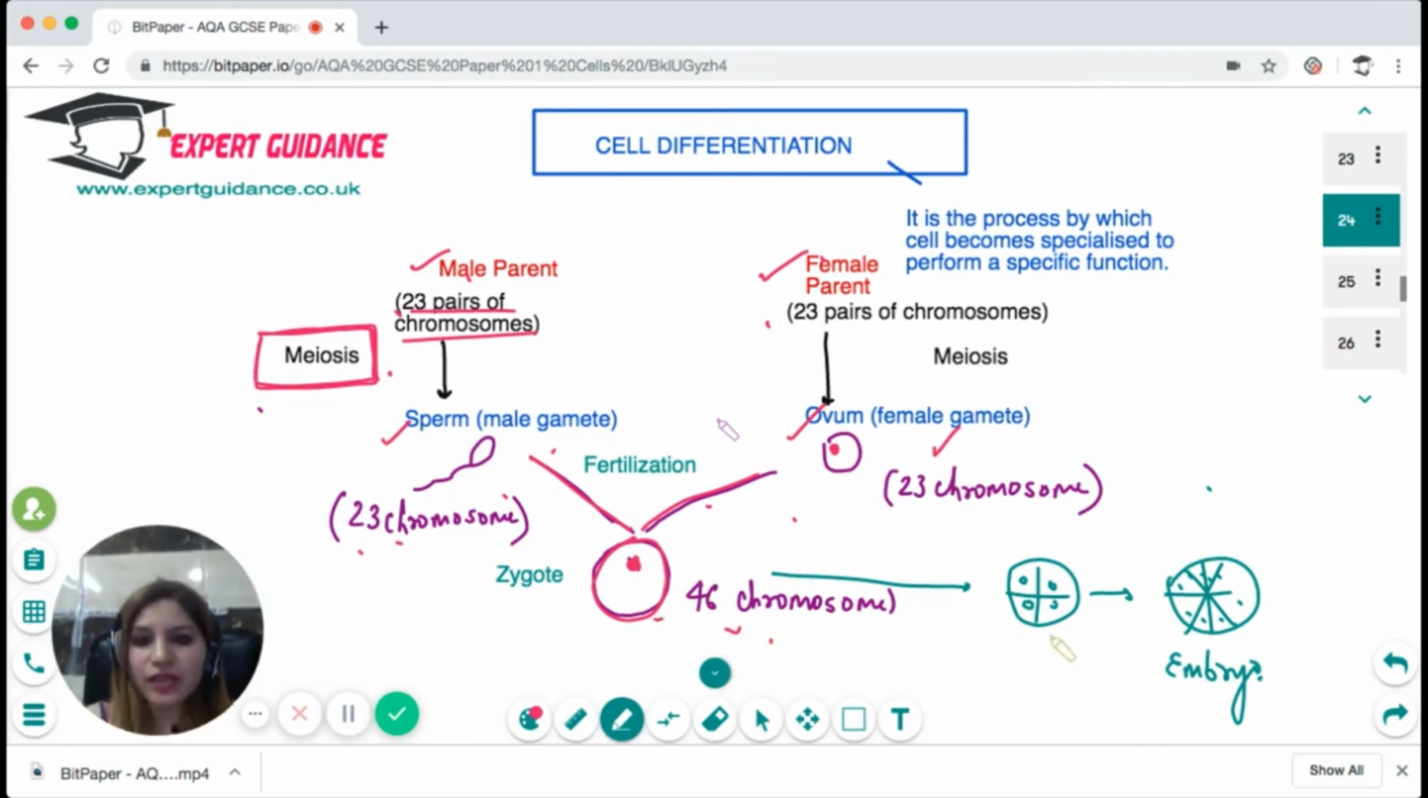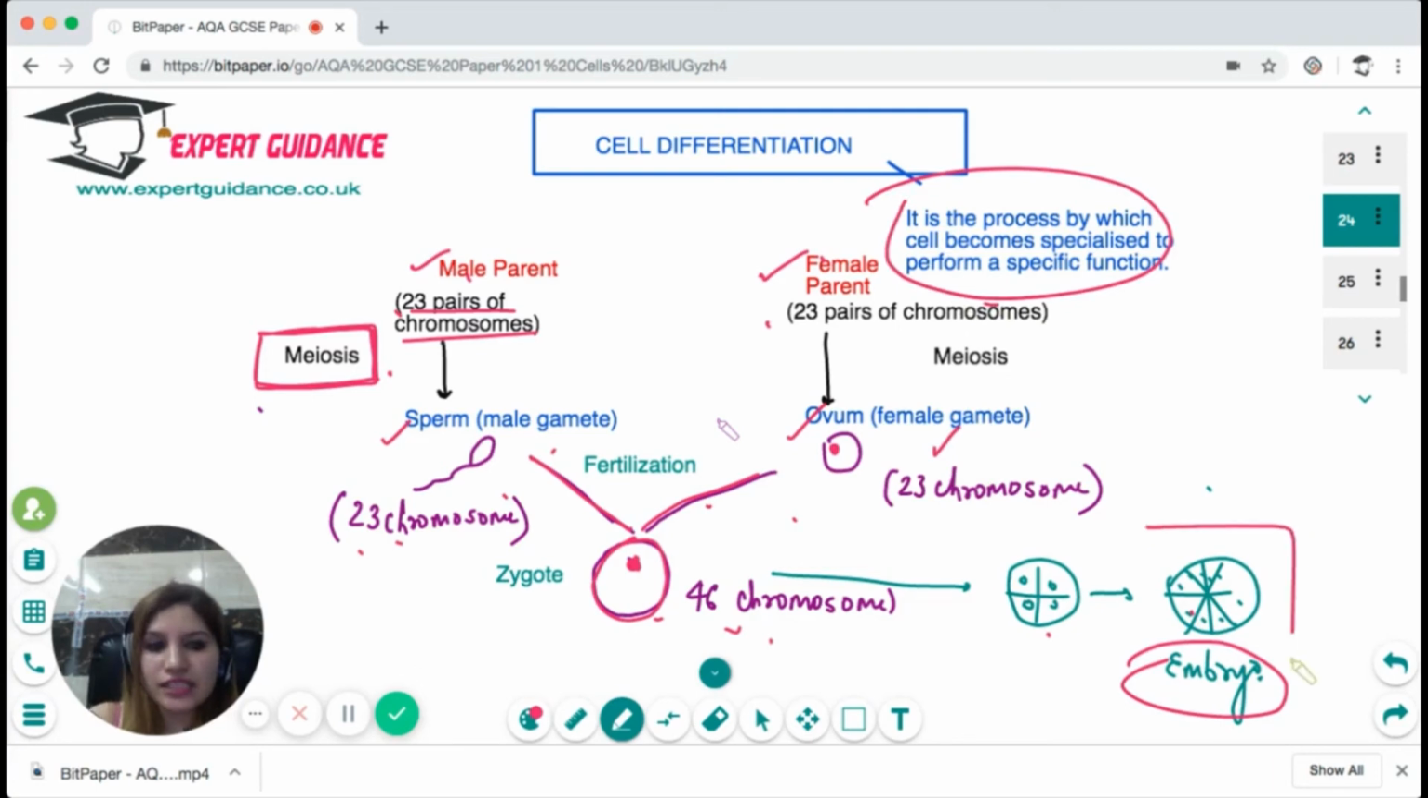Now the zygote divides into 2, 4, 6, 8 and many cells and forms an embryo. At this stage, the entire cell mass is unspecialized. It has no function. We do not know which part of the cell will form the digestive system, or which part will form the circulatory system. After that, the process of cell differentiation begins. Now this embryo, whose cells have not yet specialized, consists of stem cells. So stem cells are the undifferentiated mass of cells which can differentiate into any cell type.